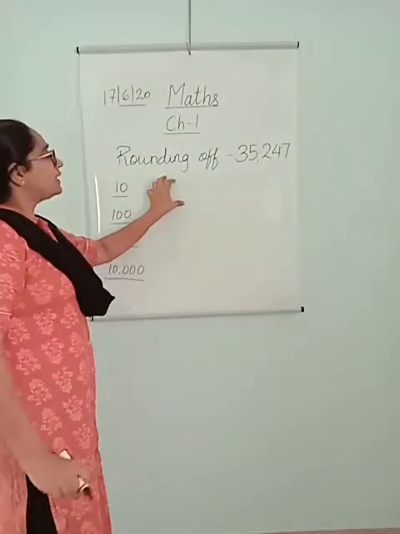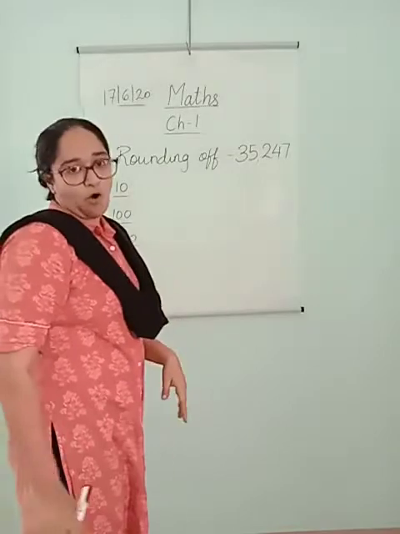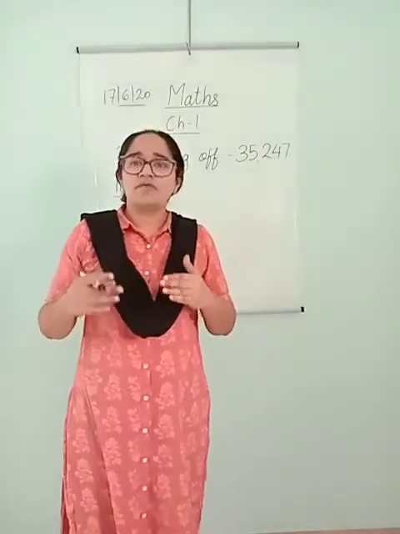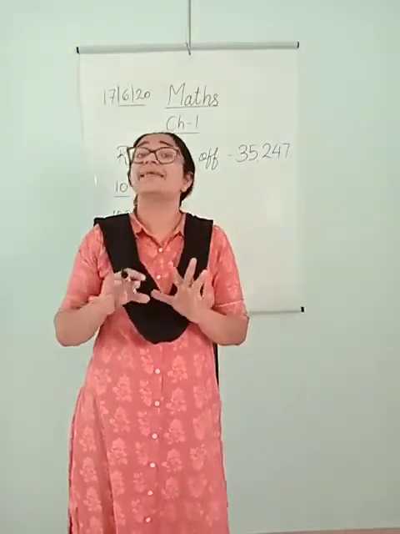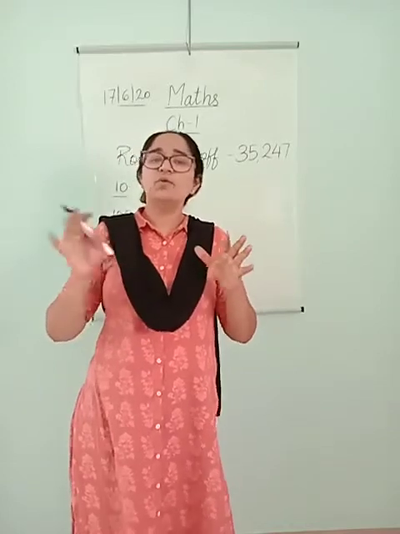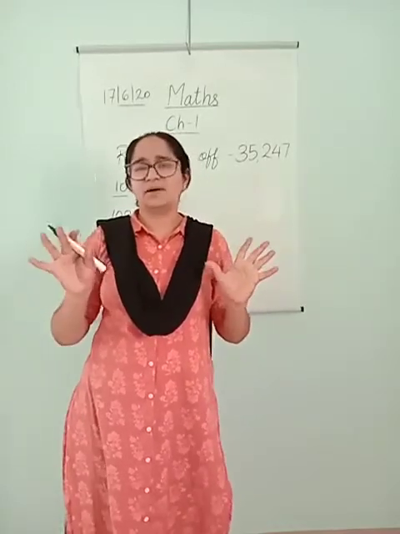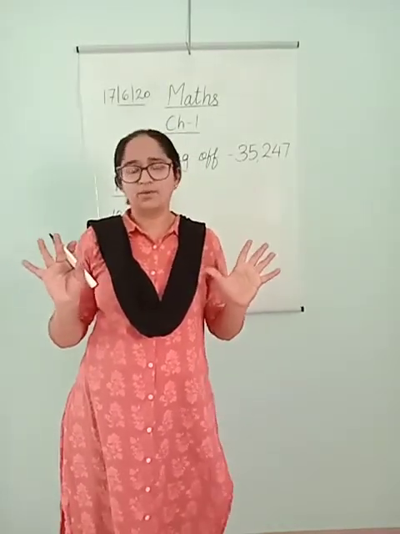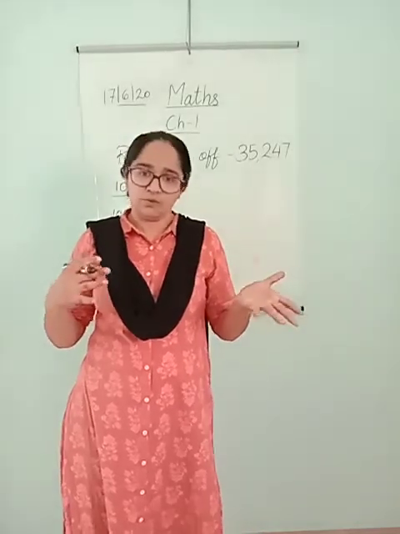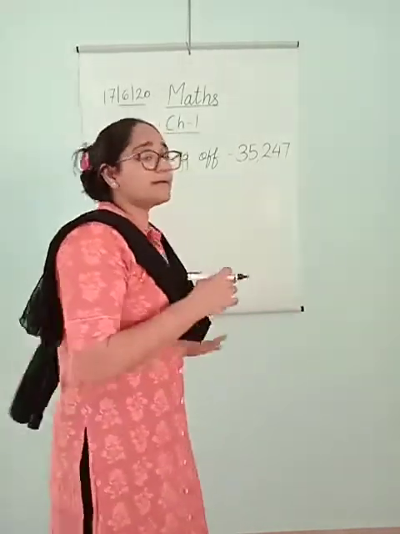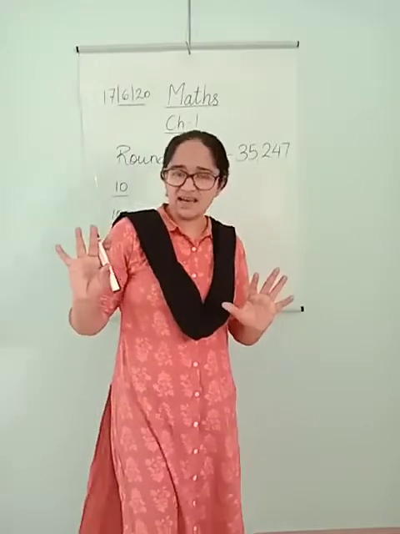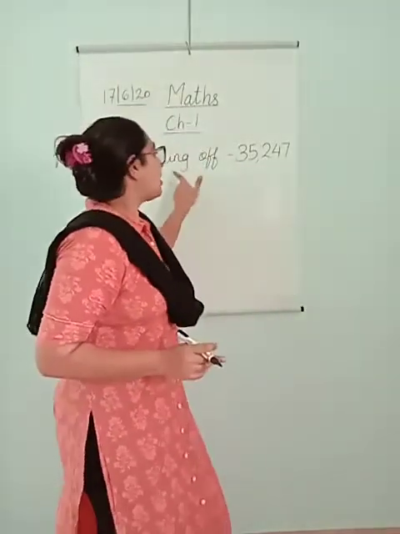Now we move on to the next topic, that is rounding off. Rounding off is done when you don't want the exact number. You want an estimate, the nearest whole number, which is very easy to count. So when you want an estimation, अंदाजा लगाना है, then you round off.